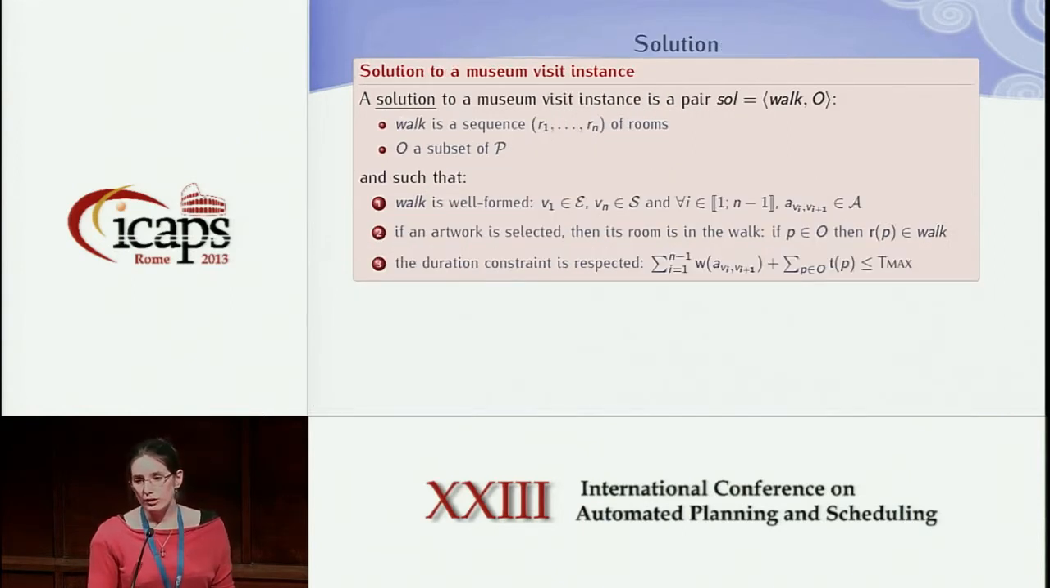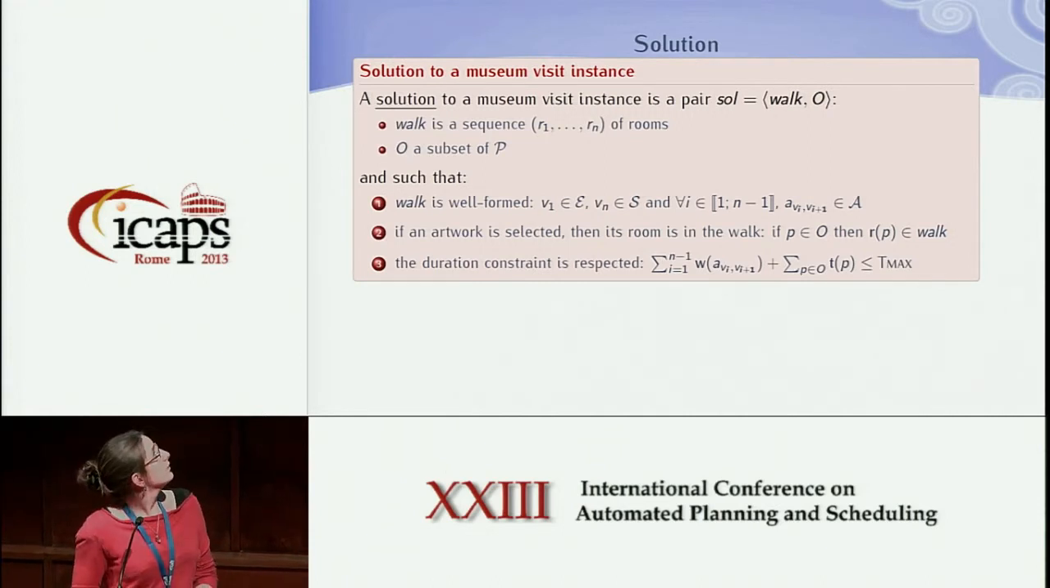What is the solution to this problem? A solution is composed of two things. The first thing is a walk, and the second thing is a subset of artworks that will be the selected ones. The walk corresponds to the path that you will have to follow in the museum to see all the artworks, and the subset of artworks will be the ones selected to best match your preferences. We have a few constraints on the solution. The walk must be well formed: you have to begin at some entrance, you have to finish at some exit, and the rooms must be connected.